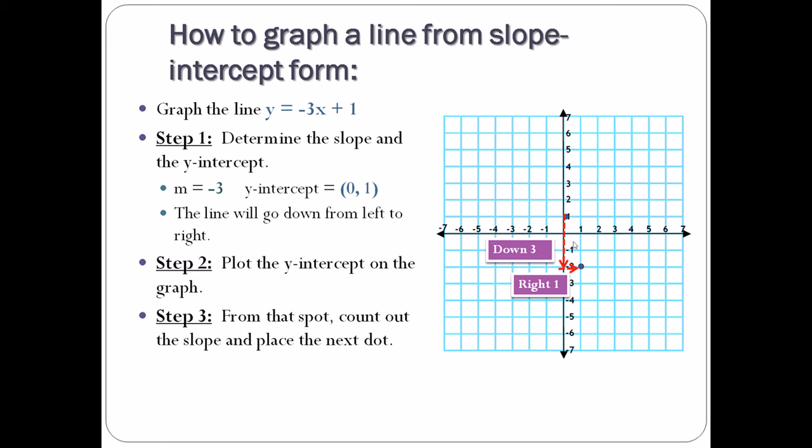So if you have a whole number or an integer, you need to make sure you have your denominator of 1. So in this case it was negative 3, so that's down 3, right 1. Down 3, right 1. And now, step 4, make yourself a nice big line.